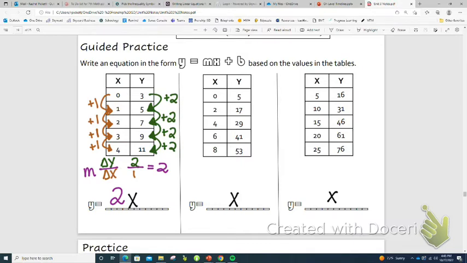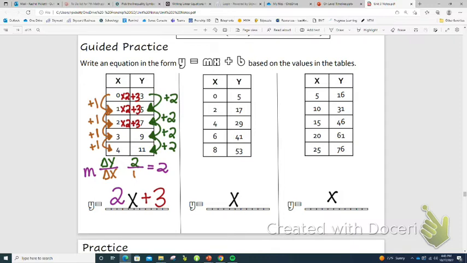Now to figure out what b is, we need to figure out what else we have to add. So let's go back in and multiply our x's by 2. 0 times 2 is 0. To go from 0 to 3, we would have to add 3. 1 times 2 is 2. To get to 5, we'd have to add 3. 2 times 2 is 4. To get to 7, we'd have to add 3. So you can see that that bonus, what we're doing every time, in addition, is adding 3. So that gives us 2x plus 3.